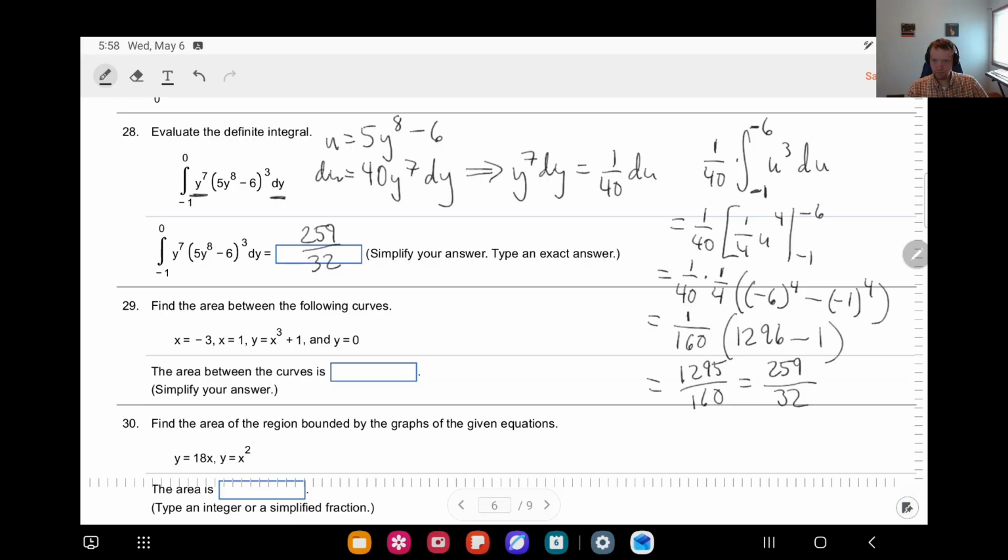All right. You can check how I know that I don't need to simplify any more than this. Well, 259 is an odd number, and 32 is literally 2 to the fifth, so just 2 times 2 times 2 times 2 times 2. So 259 is not divisible by 2. That means there's nothing we can do to cancel anymore.